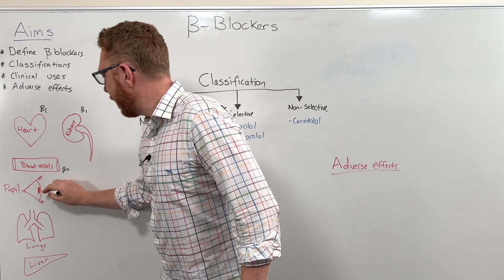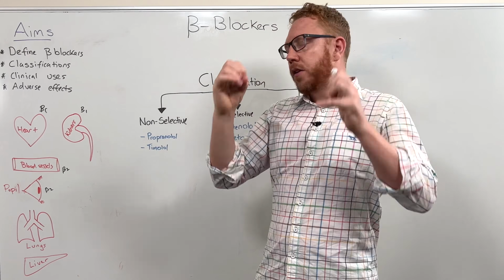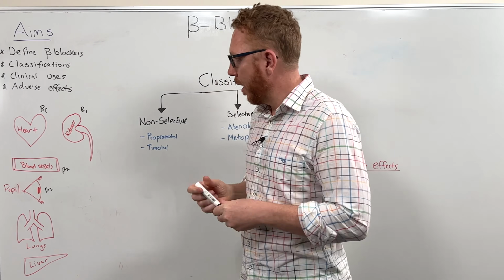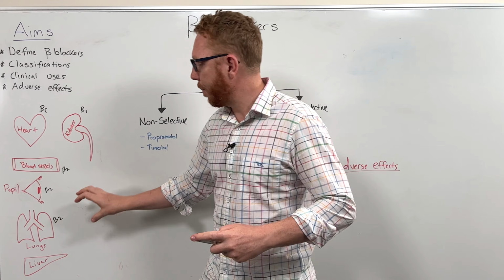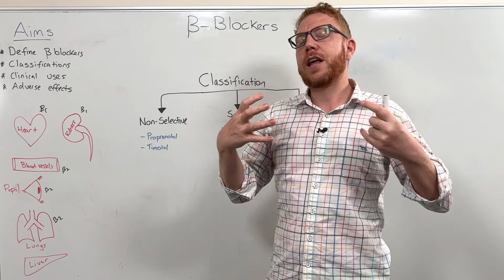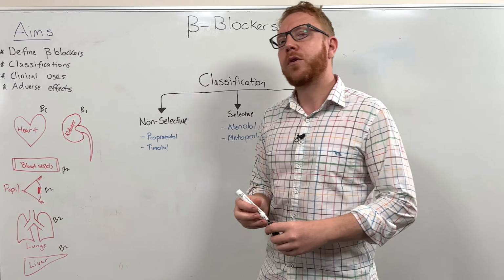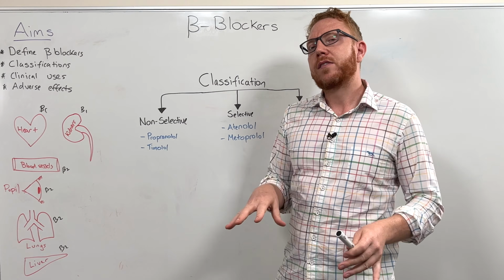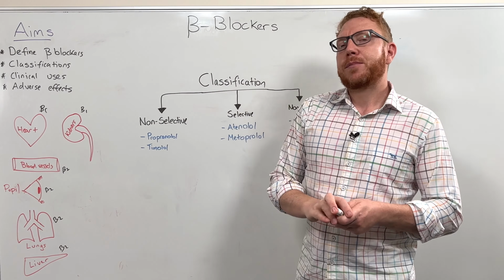The pupil would be beta-2, so noradrenaline onto beta-2 at the eye would cause the dilation of the pupil to let more light in. Lungs, also beta-2, and noradrenaline on the beta-2 receptors in the lungs, bronchodilation, more air into the lungs. And then finally, liver, also beta-2, that's to break down glycogen, release glucose to make energy. So that's all the beta receptors through the body.